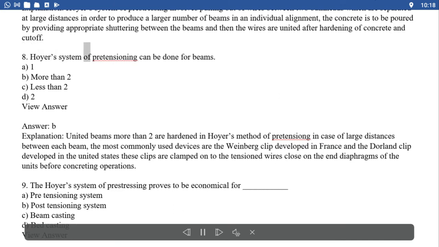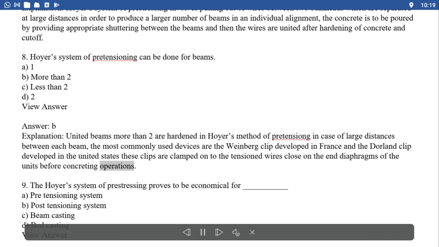8. Hoyer's system of pretensioning can be done for blank beams. A. 1. B. More than 2. C. Less than 2. D. 2. Answer B. Explanation. More than 2 beams are cast together in Hoyer's method of pretensioning in case of large distances between each beam. The most commonly used devices are the Weinberg clip developed in France and the Dorland clip developed in the United States.